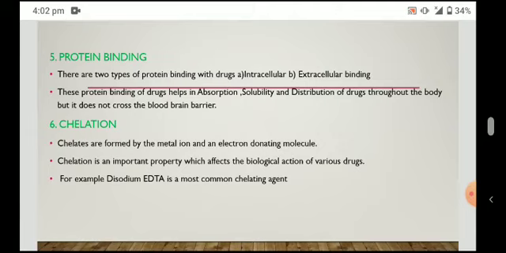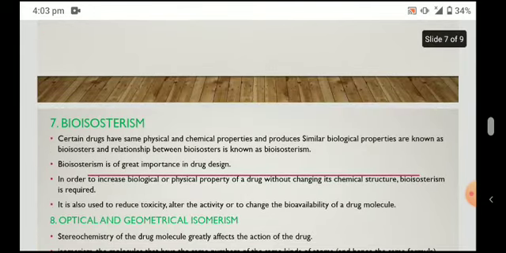The sixth point is the chelation parameter. Chelates are formed by a metal ion and an electron-donating molecule. Chelation is an important property which affects the biological action of various drugs. For example, disodium EDTA is the most common chelating agent.